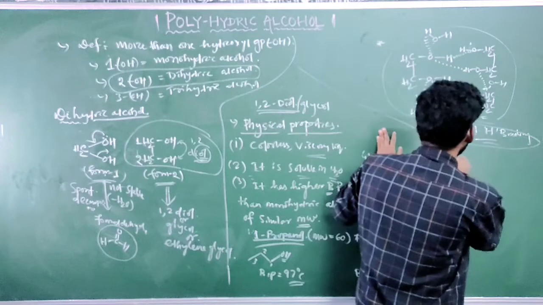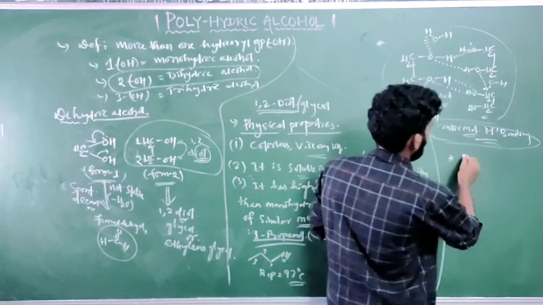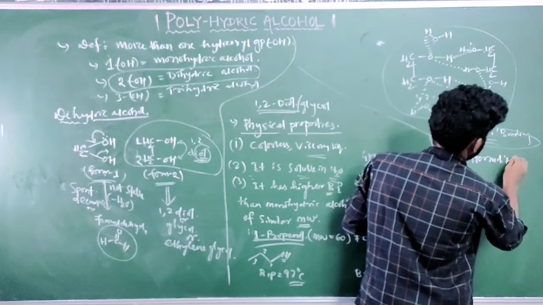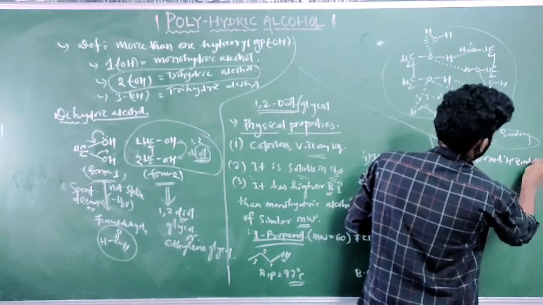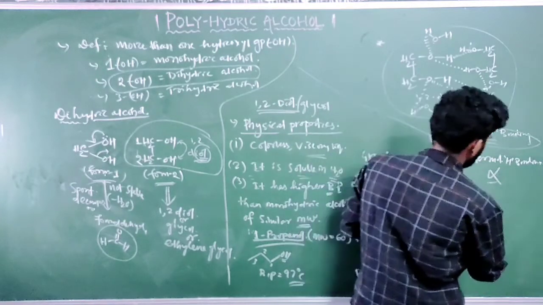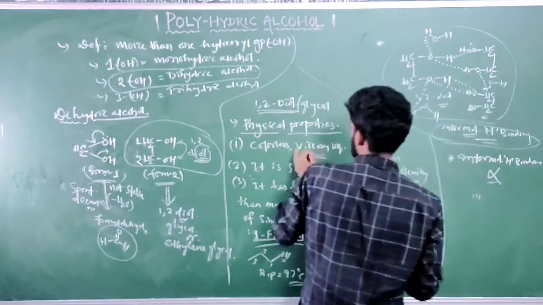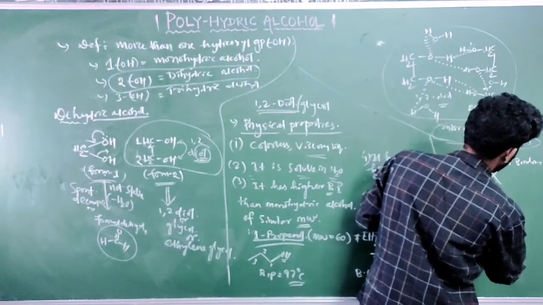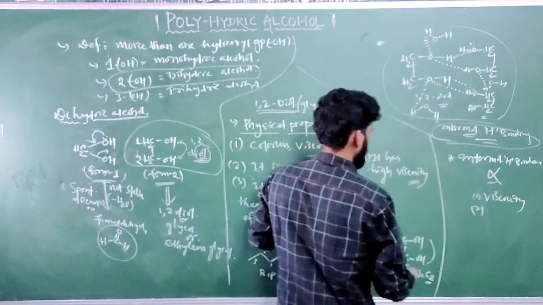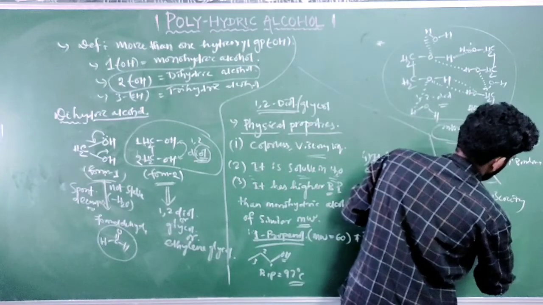So you can write: intermolecular hydrogen bonding is directly proportional to, number 1, viscosity, and number 2, higher boiling point.